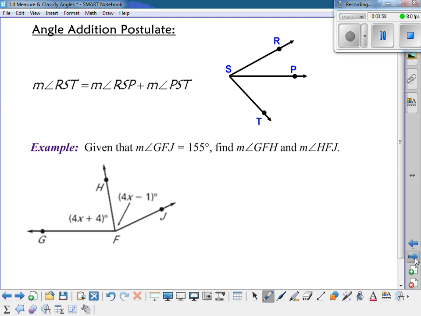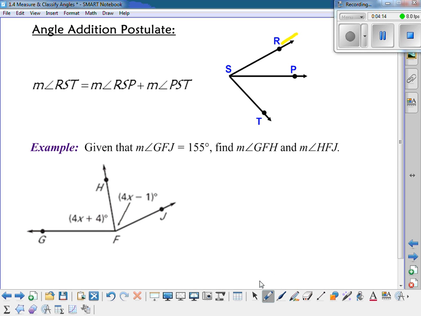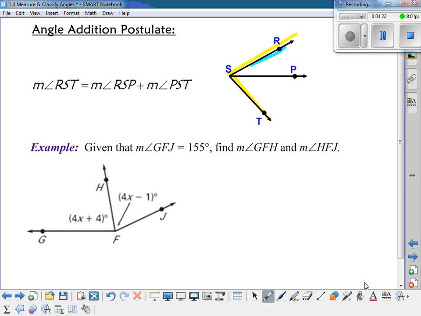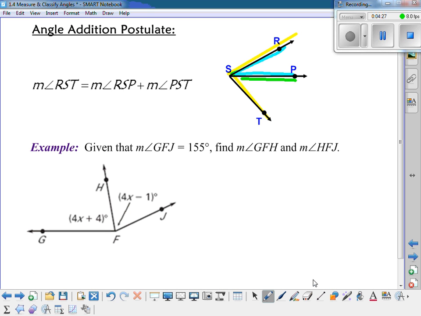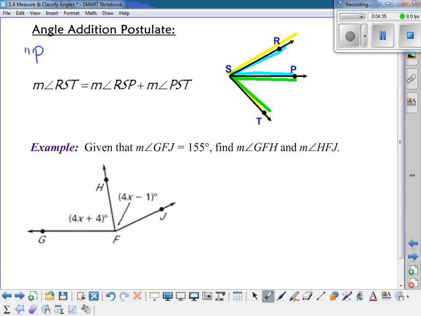Previously, we learned the segment addition postulate, the idea being that if I had a segment and I cut it into 2 pieces, the 2 pieces are going to add up to the whole thing. Well, the same is true with an angle. If I have an angle RST, so here's RST, that angle RST is going to be equal to the sum of the 2 pieces, the measure of RSP plus the measure of PST. So just like the segment addition postulate, the pieces add up to the whole.